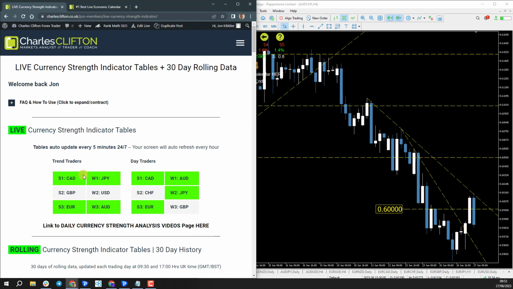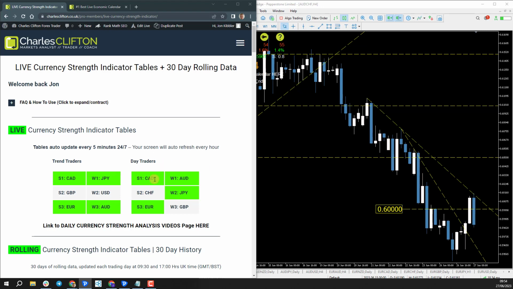Here you can see we have our tables in front of us. It's still showing us that the Canadian dollar is one of the strongest currencies at the moment and that we should be focusing our attention on that currency against the likes of the Australian dollar and the Japanese yen. So no real changes for us. We were looking at CAD yen longs. We're still in a CAD yen long position. At the moment, we are currently running around about 65 pips in profit. We're still looking for a move to the upside here.